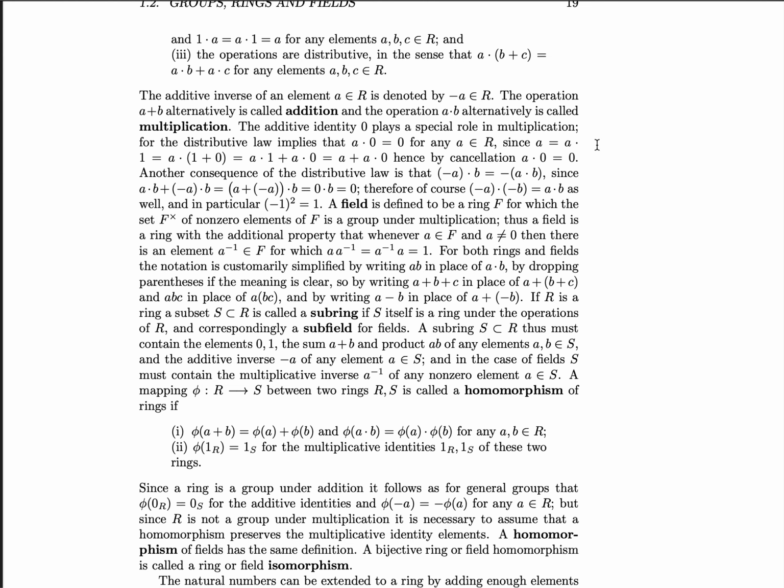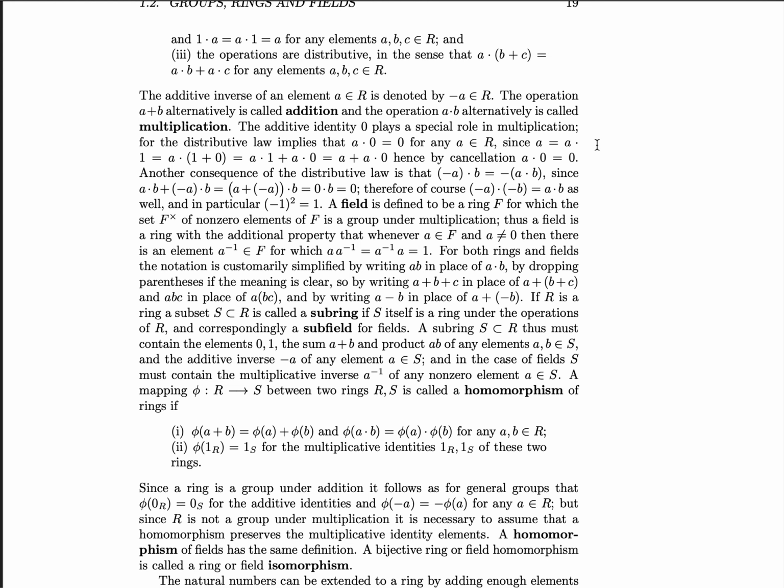Another consequence, in a similar fashion, is that minus A times B is equal to minus of A times B. Since we have A times B plus minus A times B, we reverse the distribution. We get A plus minus A, times B, equals 0 times B, which is equal to 0. So we have a result. And additionally, negative A times negative B is equal to A times B in a very similar way.